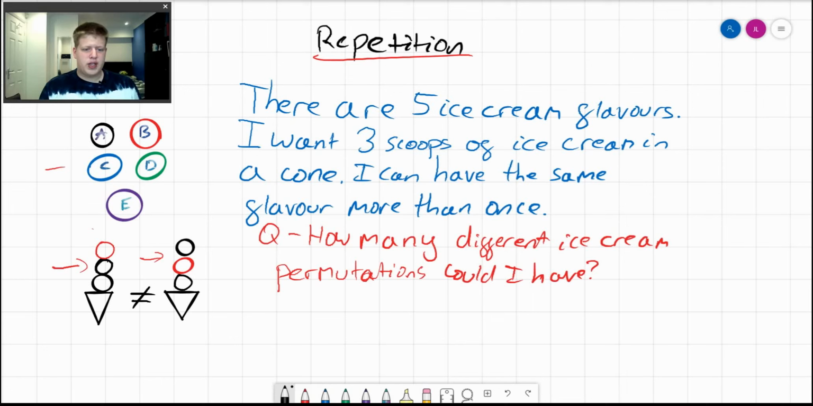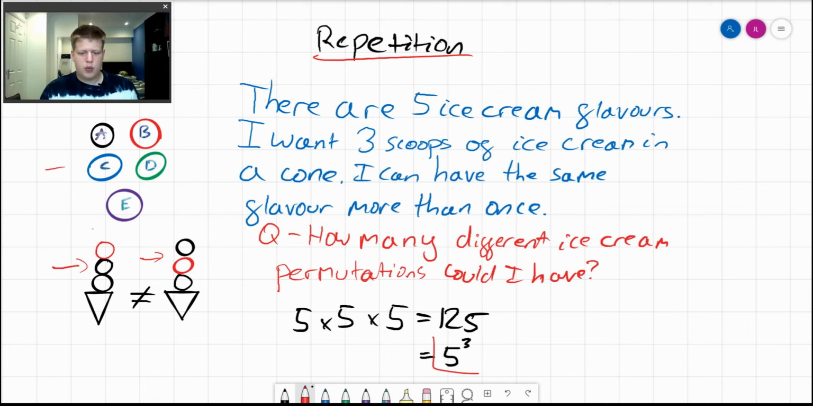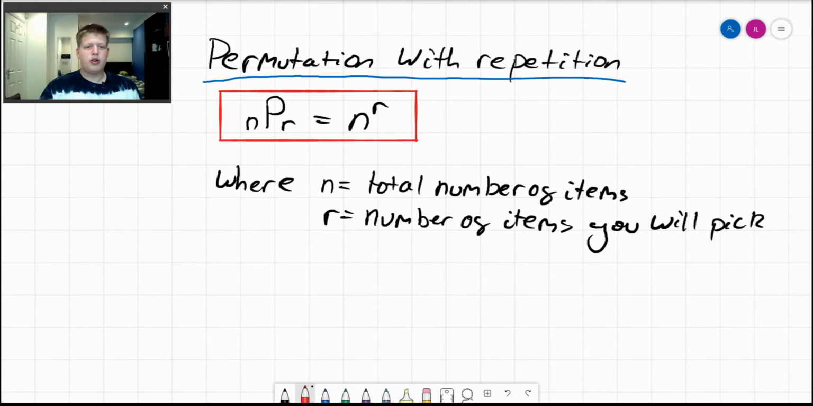This one to solve is even easier because there are 5 different choices of ice cream for the first scoop, there are 5 different choices of ice cream for the second scoop, and there are 5 different choices of ice cream for the third scoop. So it's just 5 times 5 times 5 because that is the total number of options I could have. And this is 125. And the other thing you need to notice is that this is the same as 5 cubed. Why is this important? Well, you're going to see right now. Okay, in this red box is the formula for permutation with repetition. Now it looks scary, but we're going to get through it.